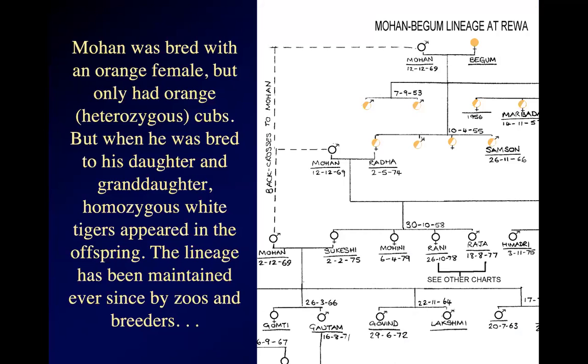But Mohan was bred to one of his daughters. His daughter is kind of down towards the center. Her name was Radha. And when Mohan was bred to his own daughter, Radha, the offspring were homozygous and white. And then Mohan was also bred to his granddaughter, Sukeshi, which is getting down there towards the lower left. And that lineage has been maintained ever since by zoos and by animal breeders.